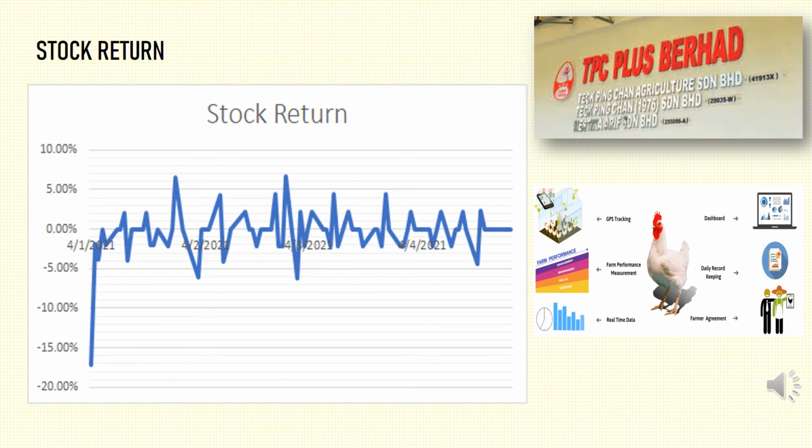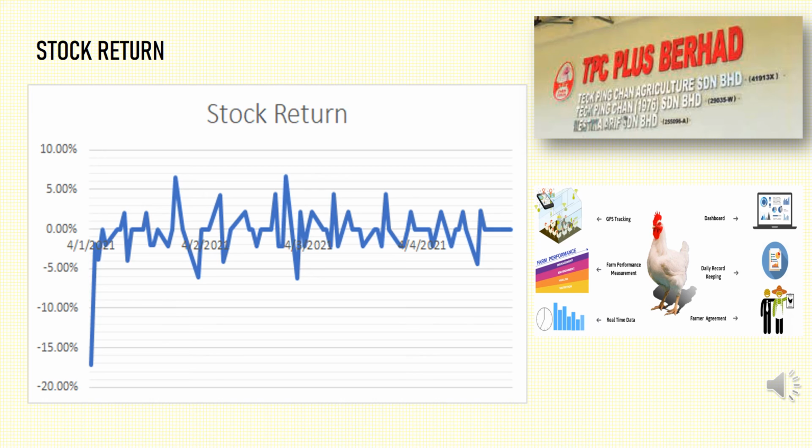As we know, stock return is the calculated percent rate of return over a measurement period. For TPC Plus Berhad, the stock return starts with a negative number, which is negative 70.19%. A negative stock return indicates a loss to the investor. This might be because TPC Plus generated less dividend and interest payment at the end of year 2020. The chart then shows that it rose back, but unfortunately still in the negative range.